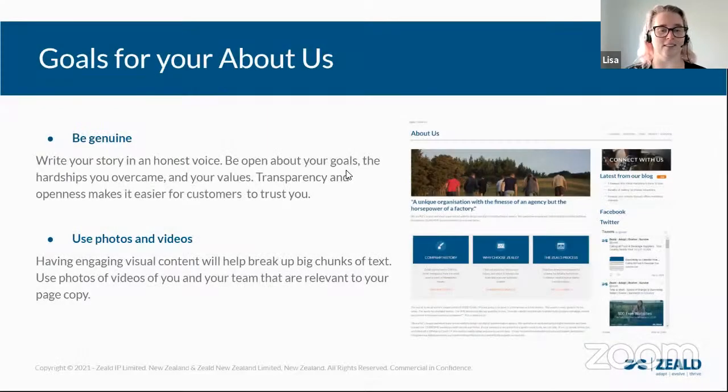So as I just said, you do want it to be very genuine. You want to write the story in a very honest voice. Some people are moving to videos in this space too, talking one-on-one. It works. So be very open about your goals, the hardships you potentially overcame, and your values. This transparency and openness makes it easier for customers to trust you. All businesses go through some hardships. Your situation might be unique, but hardships happen for everyone. Be honest about that and share how you've grown from it.